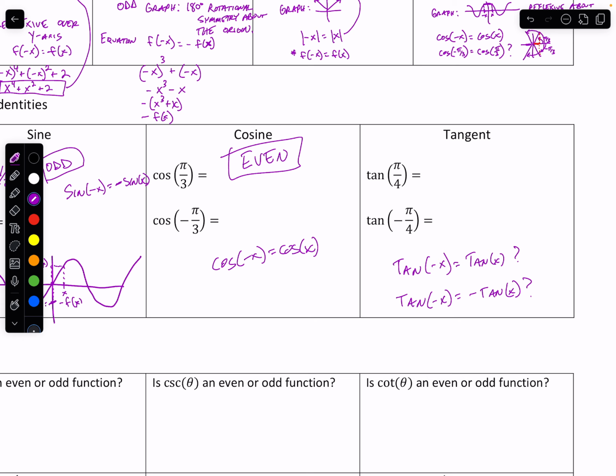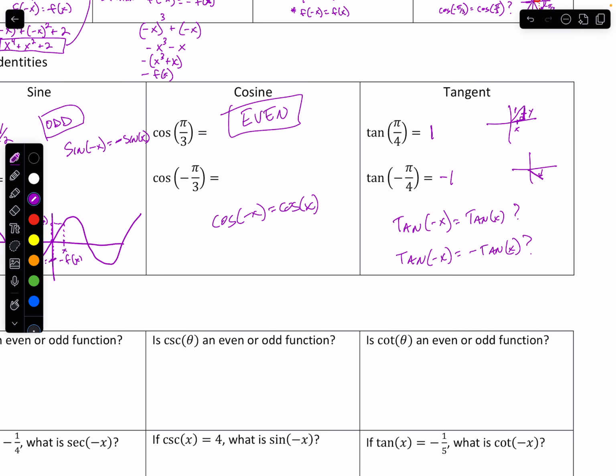So tangent of pi over 4, that's going to be 1, right? Because pi over 4 is here at the 45. So sine and cosine are equal to each other. These two sides are equal, so they have to be 1 when you divide them. So my y over my x is 1 over 1, which is 1. Tangent of negative pi over 4 is down here, and that's going to be negative 1. So it looks like tangent is odd.